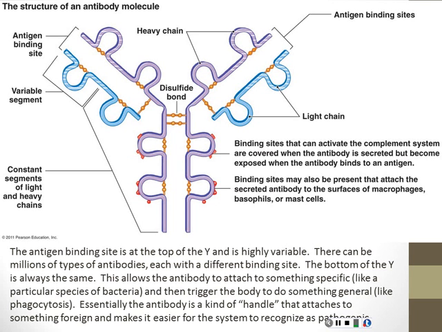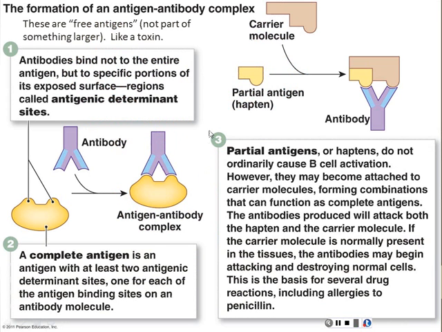So that's called opsonization. The different end attaches to the antigen, and then the same end sticks out so that the immune system can use it as a handle to grab hold of things. And there's a great picture of that here in a minute.